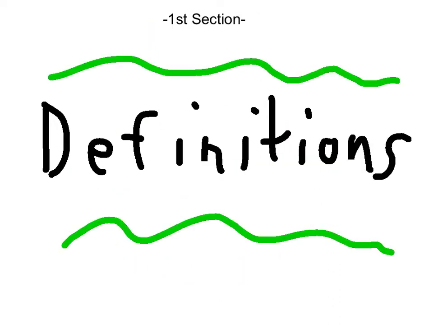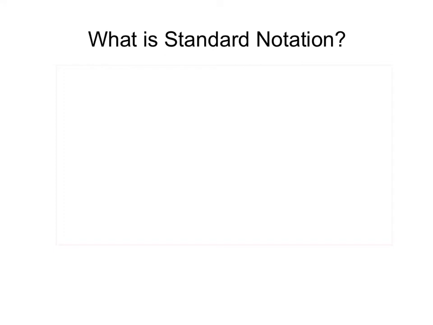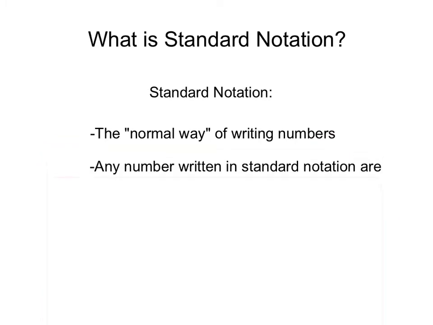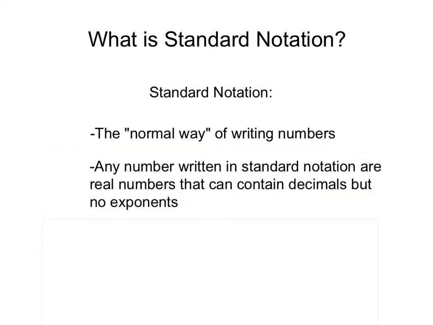First section, definitions. Now, what is scientific notation and what is standard notation? Let's start with standard notation because that sounds easier. Standard notation is just the normal way of writing numbers. Any number written in standard notation is a real number that can have decimals but no exponents. That is why it's called standard notation.